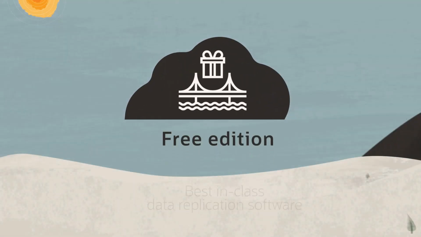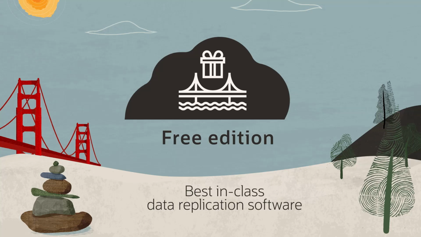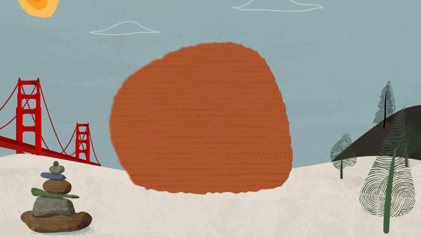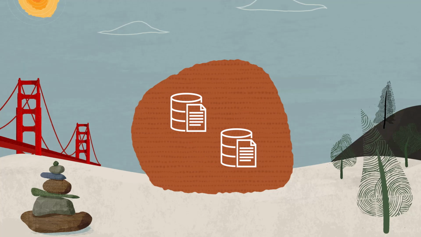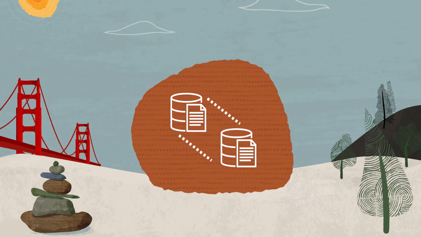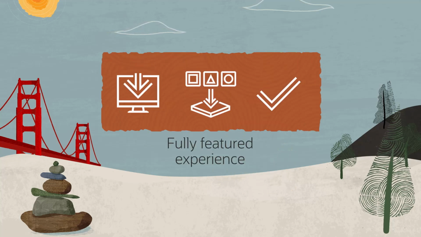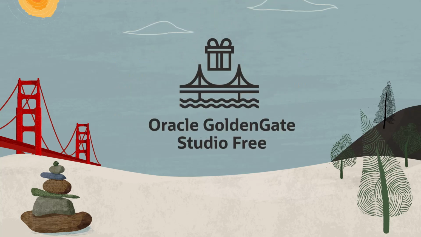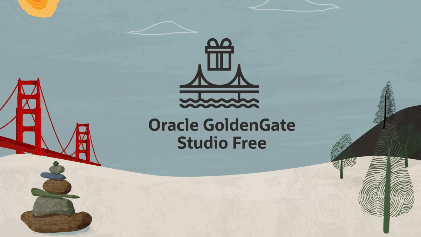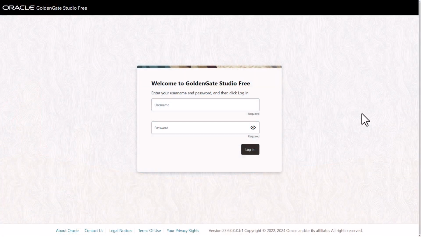Oracle GoldenGate Studio Free lets you learn the basics of data replication in Oracle's best-in-class data replication software without the overhead costs and time spent with setup and administration. It's packaged for simple download, ease of use, and a fully featured experience that you can use with Oracle Database 23 AI Free. With Oracle GoldenGate Studio Free, you can get started with data replication quickly and easily. Let's take a look.